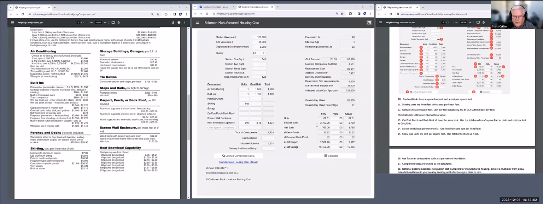But it's rounded off here. Here is where we see the true percentage of contributory value of the building. And if we go through and look at the cost of one more square foot of GLA, that's $67.31, which is 91% of the cost of one more foot.